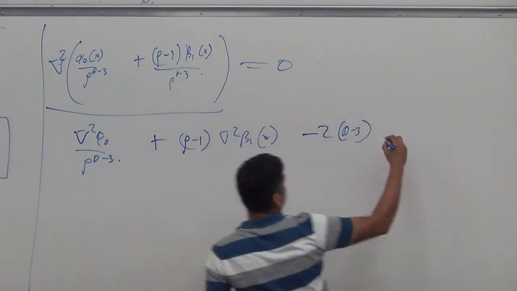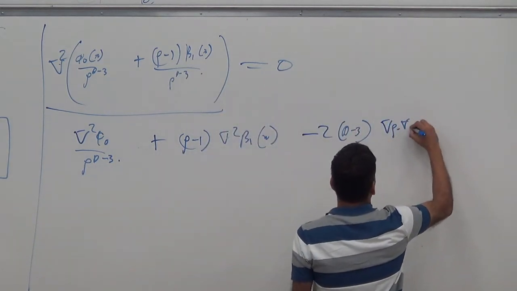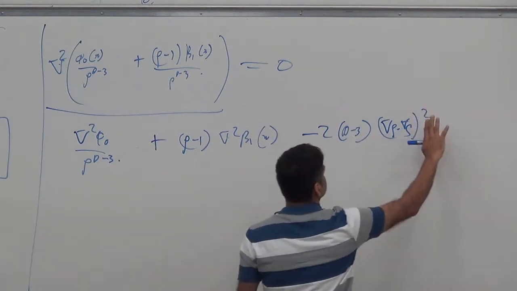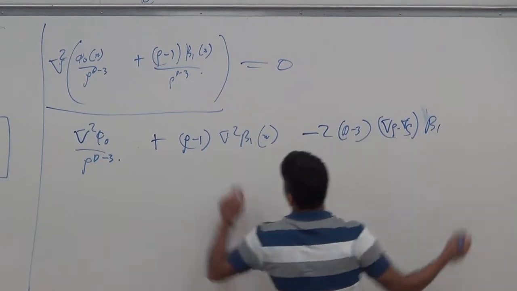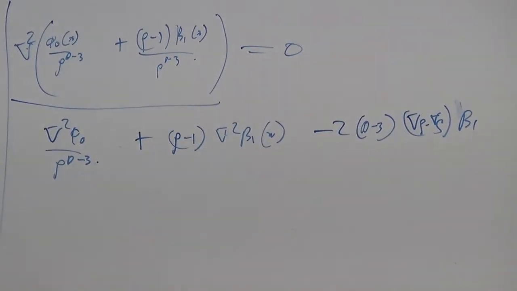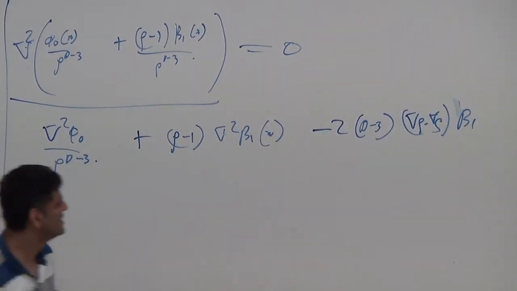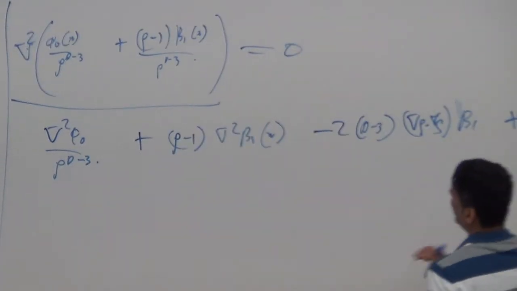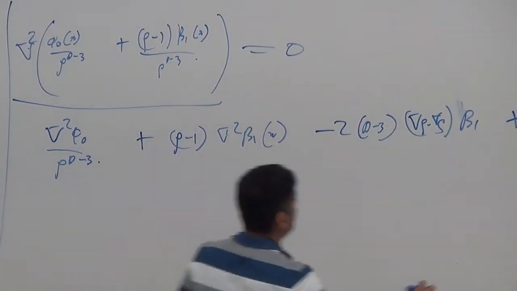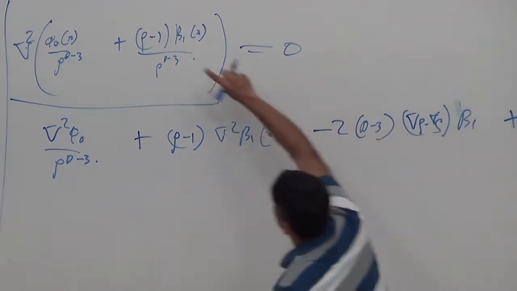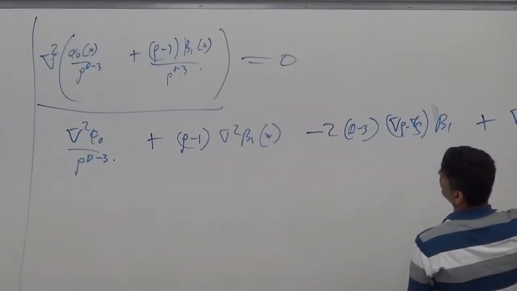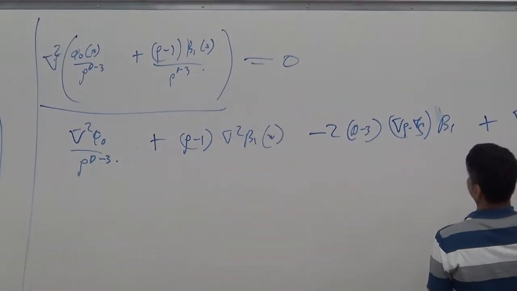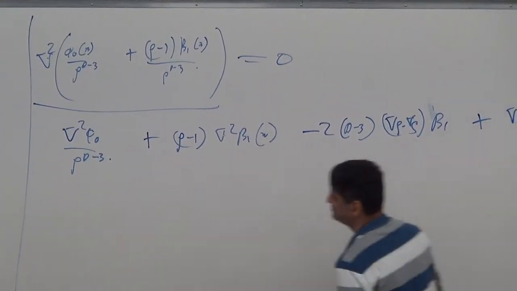And then we get del rho del rho times beta 1. That's one term. And finally, there's one more term, plus there's a term where del square acts on this: del square rho times beta divided by rho to the power d minus 3.